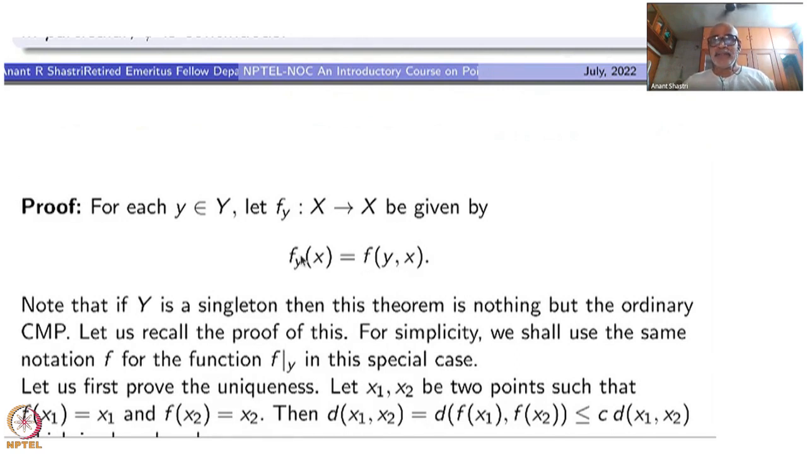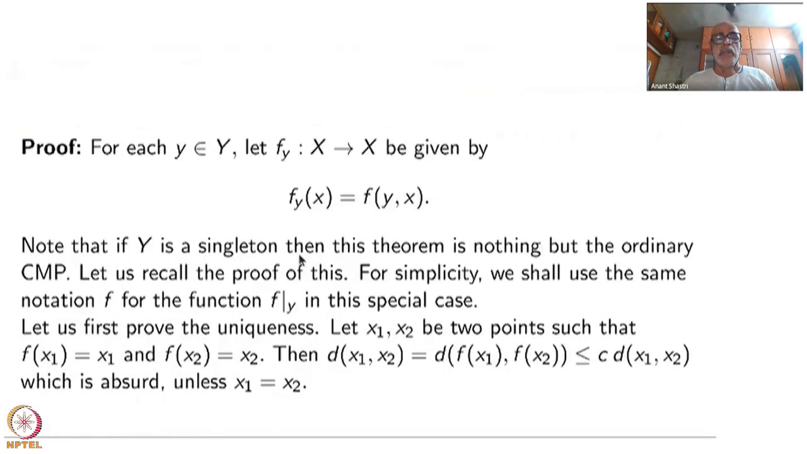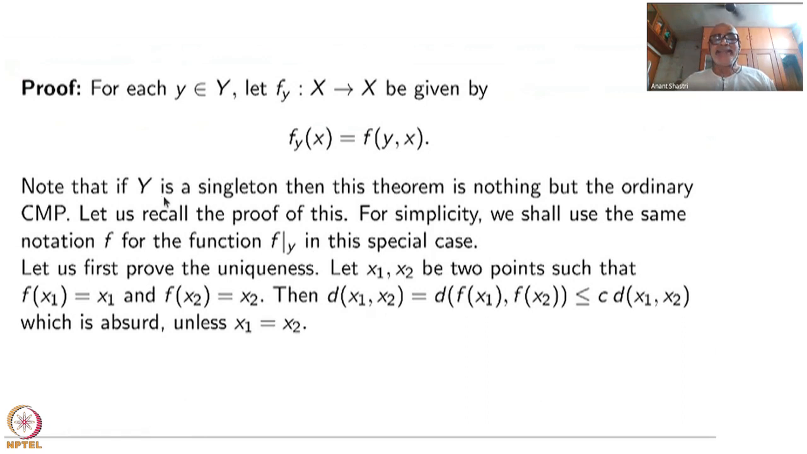Okay. For this, let us say what is the proof of this theorem, what we have done already. If Y is a singleton, then this theorem is nothing but the ordinary contraction mapping principle. So let us recall the proof. For simplicity, we shall use the same notation f for the function f restricted to y, namely f_y, in this special case, this singleton Y. Let us first prove the uniqueness.